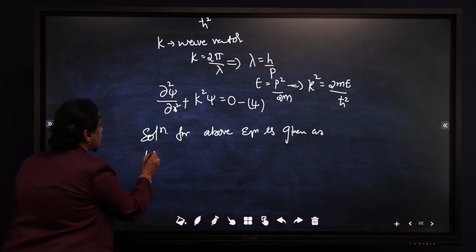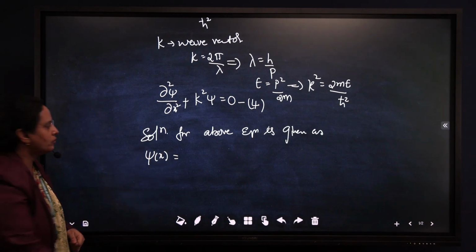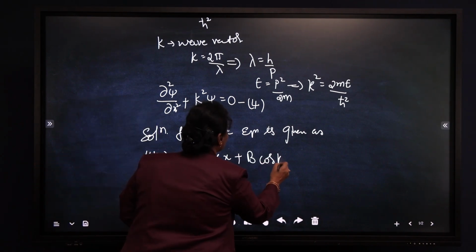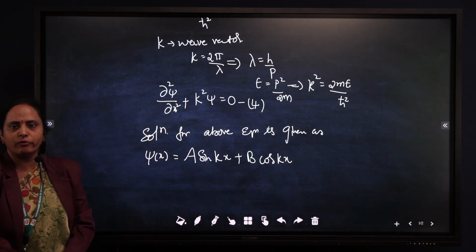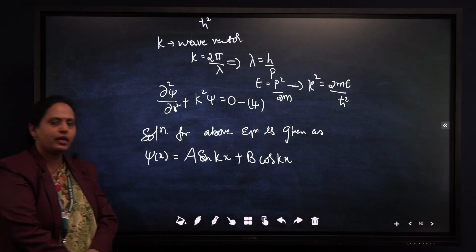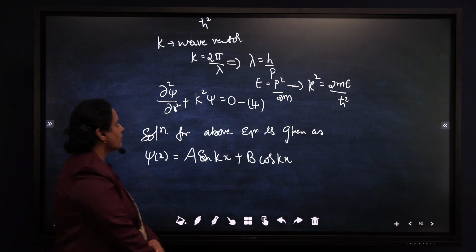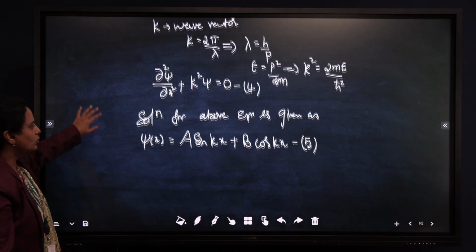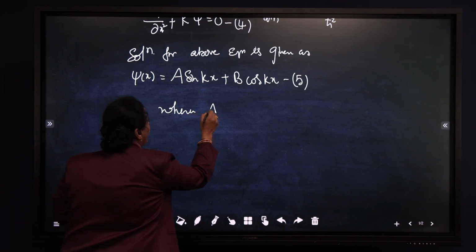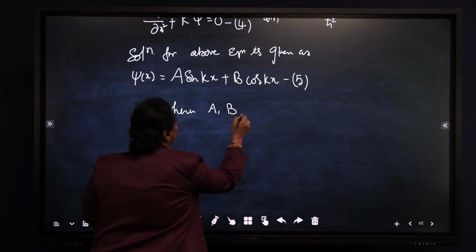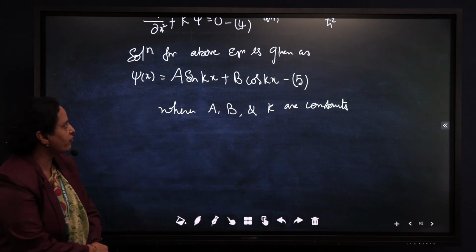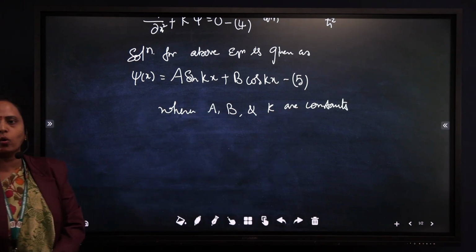The solution for the above wave equation can be given as psi of x is equal to a sin kx plus b cos kx. Make it equation number 5. In equation 5, a, b and k are constants.